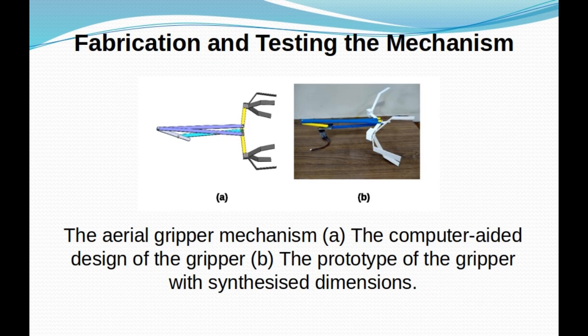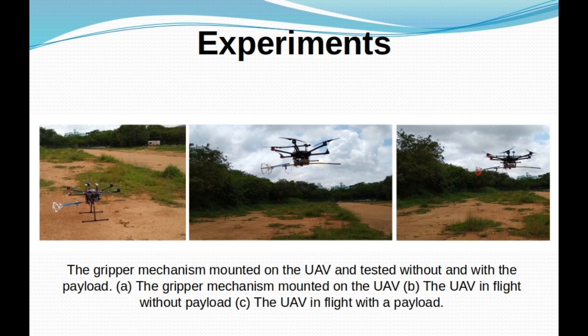The fabrication and testing of the mechanism is done, where the initial prototype was made using CAD software, and in figure B you are seeing the 3D printed parts of the same gripper mechanism. Experiments were conducted in outdoor environments. In figure 1 it is the static position on the ground, in figure 2 it goes up and tests opening and closing, and in figure 3 you see the ball being grasped by the aerial mechanism.